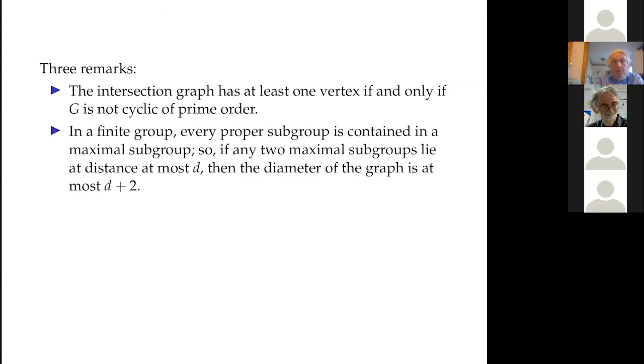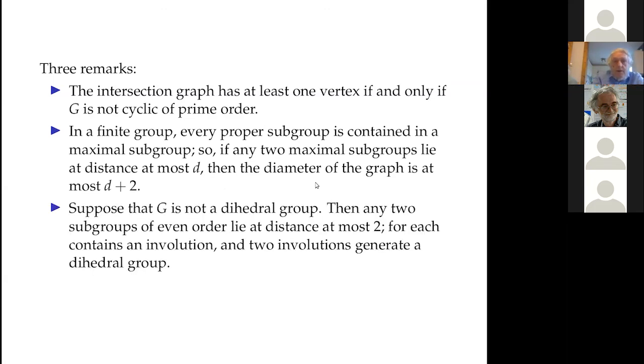Every proper subgroup is contained in a maximal subgroup. So if you're trying to decide whether the intersection graph is connected, it's enough to look at maximal subgroups. If you can find a path of length D between any two maximal subgroups, then there's a path of length at most D plus 2 between any two subgroups.